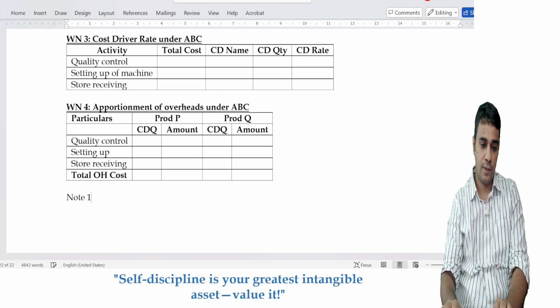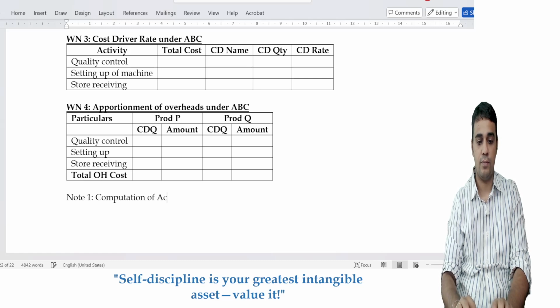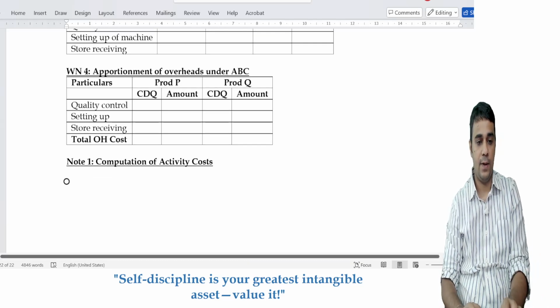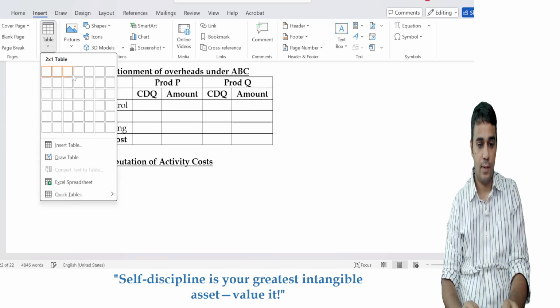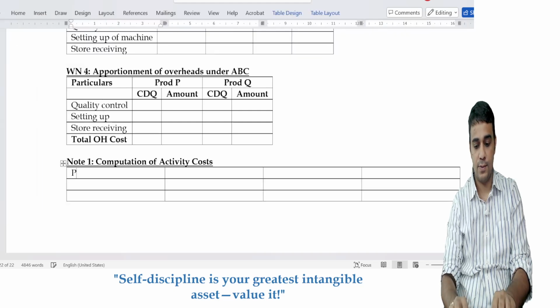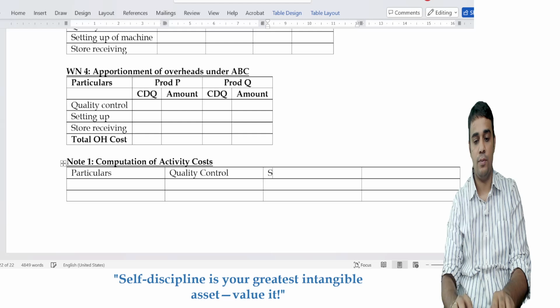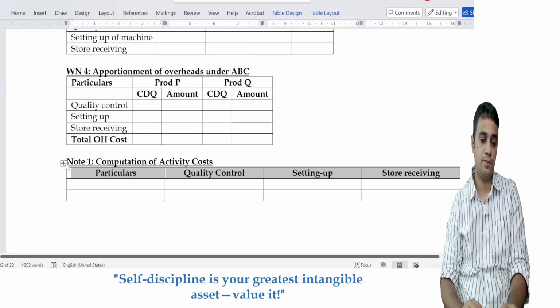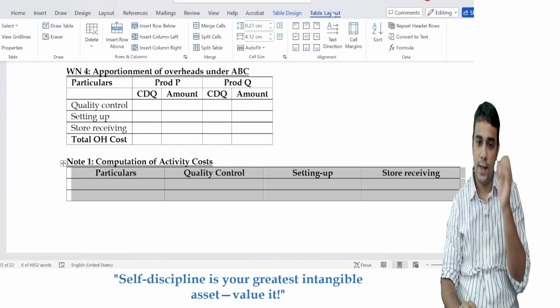Computation of activity costs. Particulars and three activities. This is an extra step to be done in this question. Quality control, setting up, store receiving. Extra step in this working note. In this question, one extra step is needed.